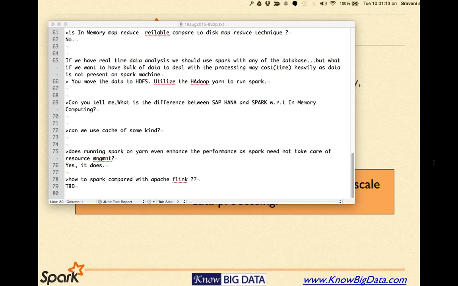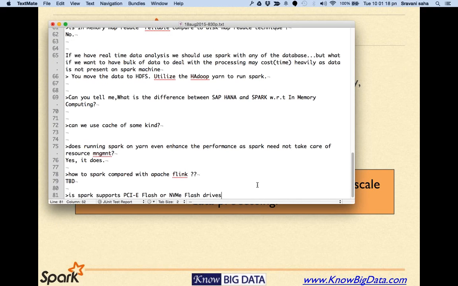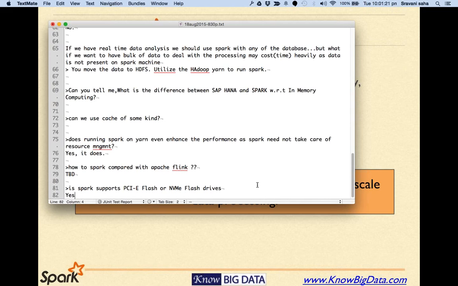Does Spark support PCIe flash and NVMe flash drives? So the answer is yes. I have not tried it, but if you look at the way these systems work, they do not delve into the hardware level. Instead, they utilize the hardware driver available on the local machine. So when you talk about native hardware behavior, they rely on the operating system. If the operating system can read from these drives, they can read, right?